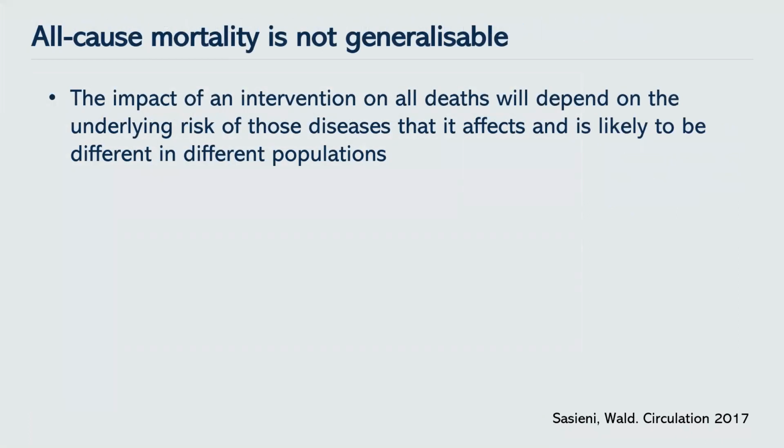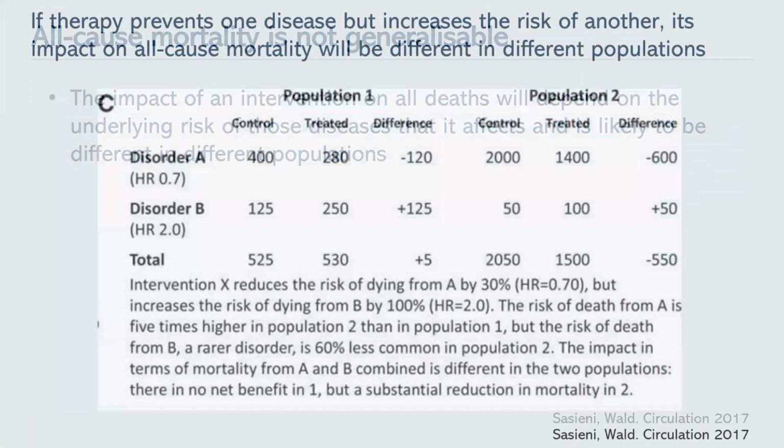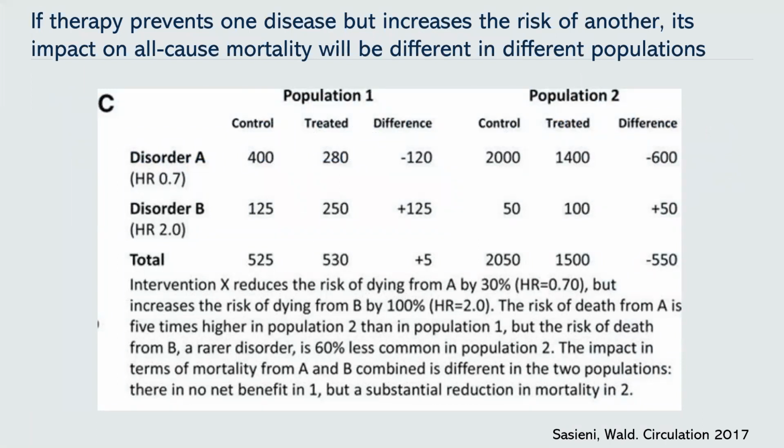And then it's not generalizable. The impact of an intervention on all deaths depends on the underlying risk of those diseases that it affects, and it's likely to be very different in different populations. An extreme example is where an intervention helps to reduce one cause, disorder A, by 30%, hazard ratio of 0.7, and it increases another disorder, disorder B, doubling. If you take a population where both disorders are reasonably common, in this example, the overall effect is a very slight increase in death, 5 overall.